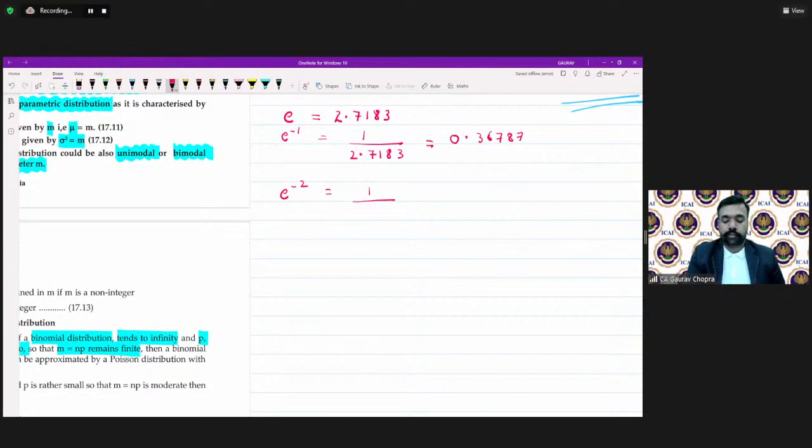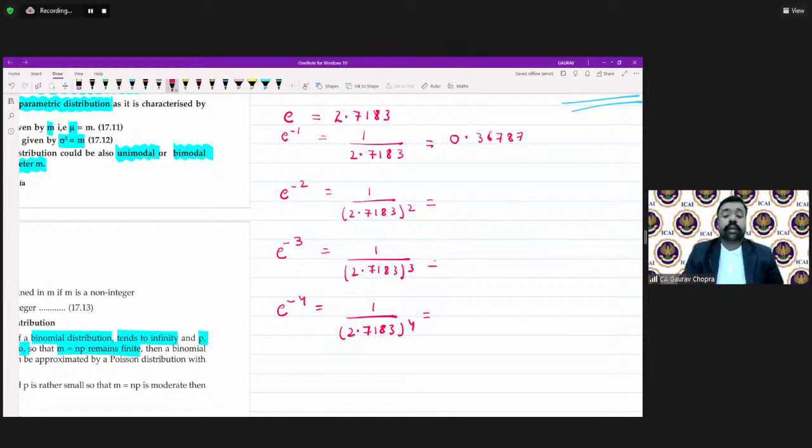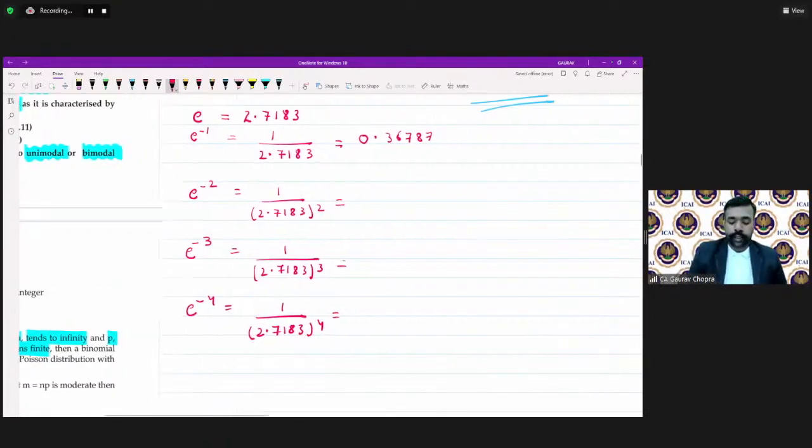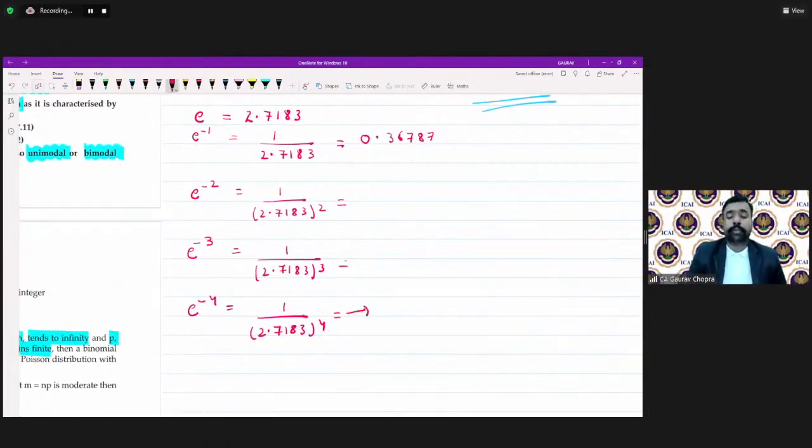If we have to calculate e to the power of minus 2, this implies 1 upon 2.7183 whole square. Similarly, if there is e to the power of minus 3, then 1 divided by 2.7183 whole cube. And e to the power minus 4 means 1 divided by 2.7183 to the power of 4. Now, how to solve this on the calculator? Say, if we talk about the power 4.